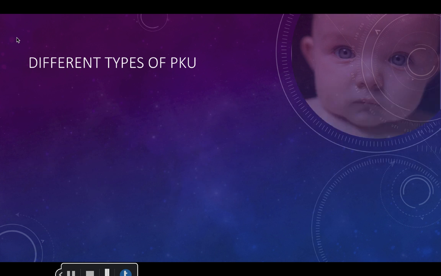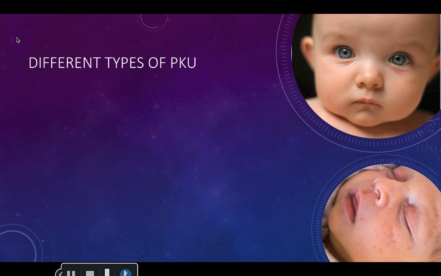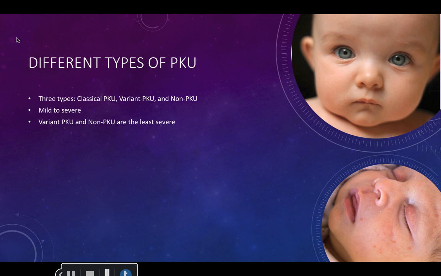There are 3 different types of PKU. Non-PKU and variant PKU are the least severe. The most severe form is known as classical PKU. This is a dangerous form because infants can appear normal at first, but once they are a few months old, signs and symptoms may begin to appear.